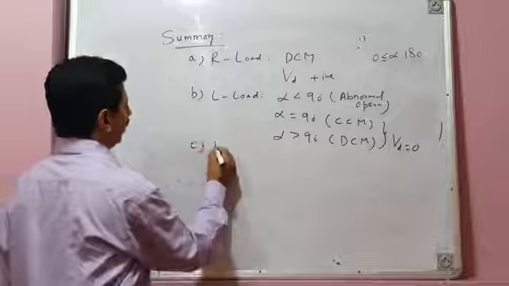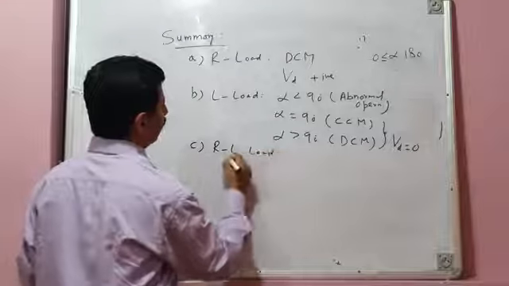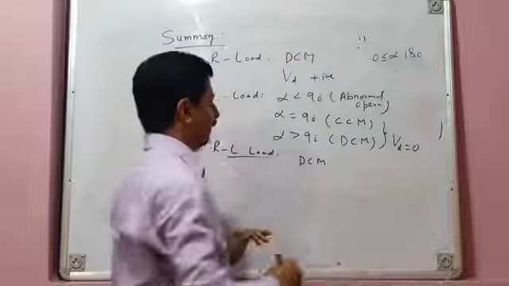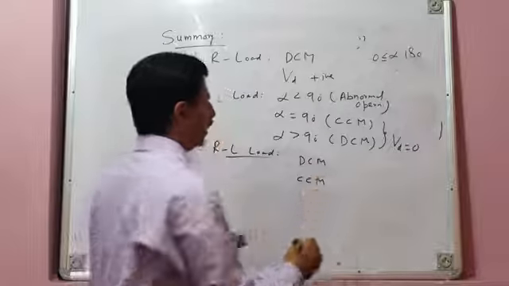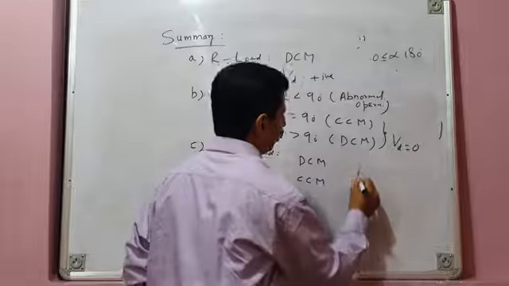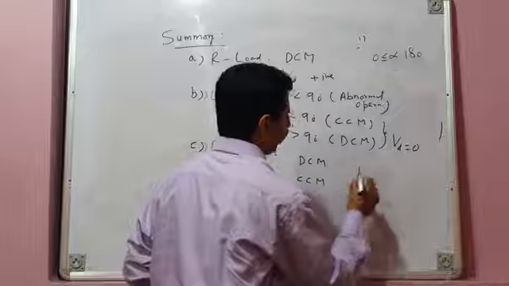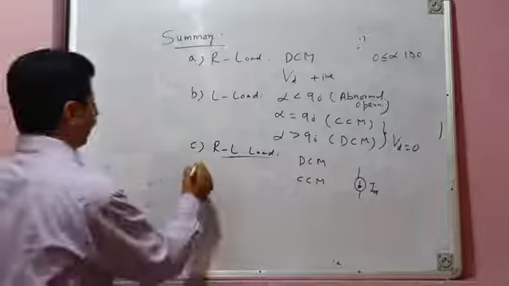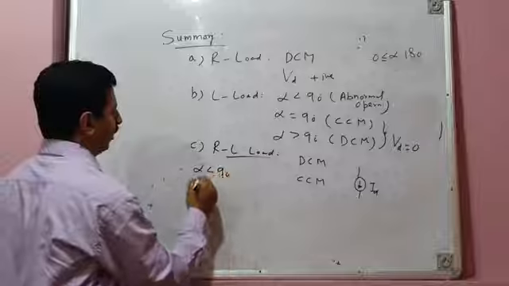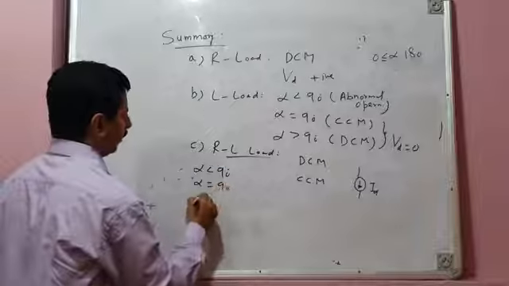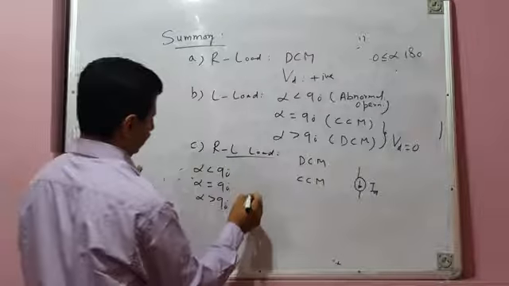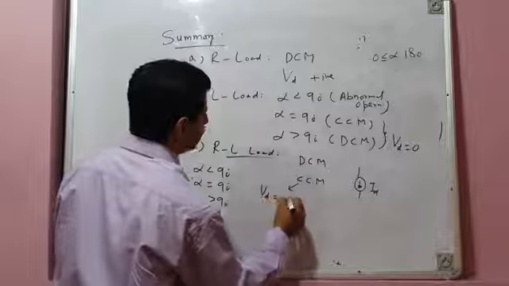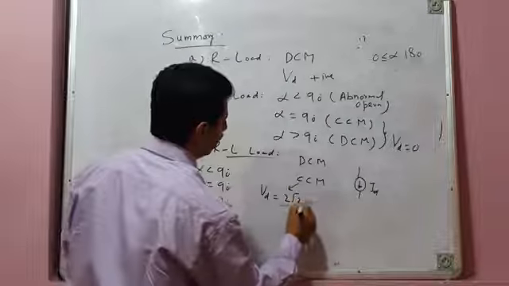Then we discussed RL load. For RL load, we first discussed discontinuous conduction mode of operation, and then continuous conduction mode of operation. For continuous conduction mode, we assumed that load current is constant and ripple free, and the load was modeled by a current source. We considered alpha less than 90 degrees, alpha equal to 90 degrees, and alpha greater than 90 degrees. For alpha less than 90, continuous conduction mode of operation is there. Average output voltage is given by 2 root 2 Vs by pi cos alpha.